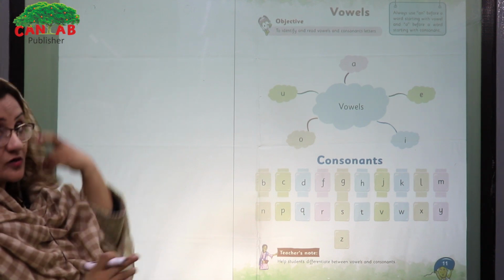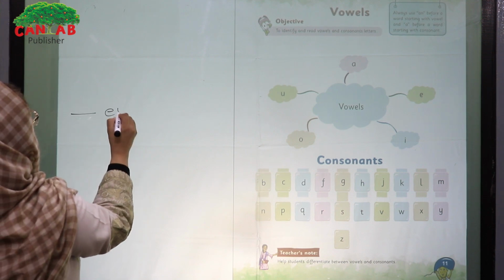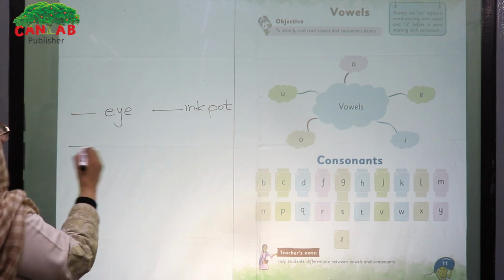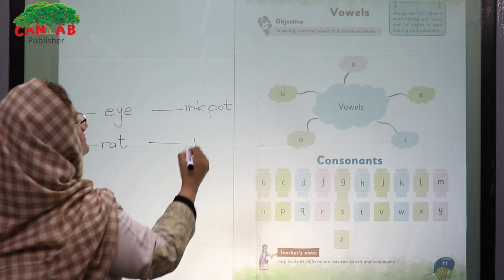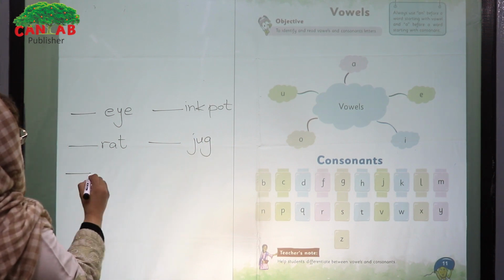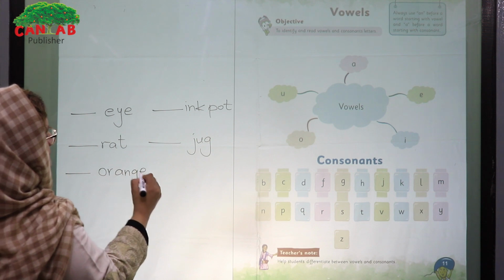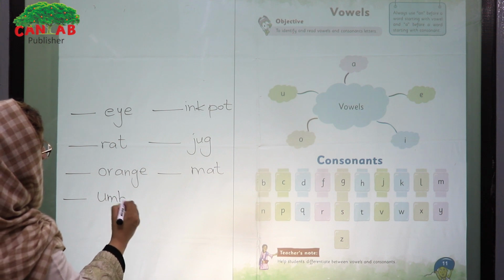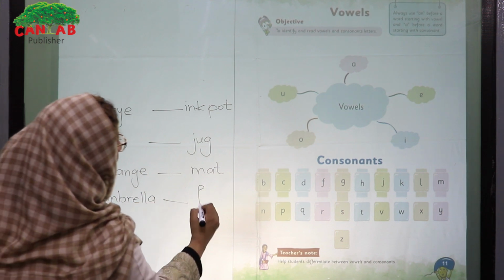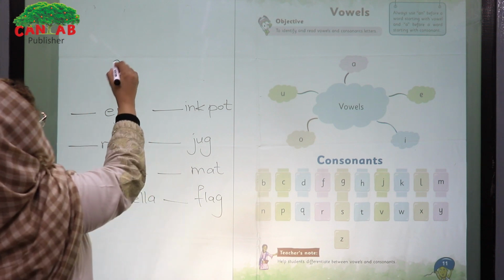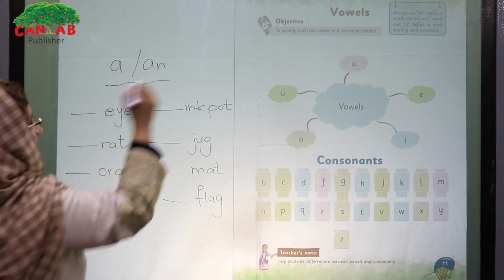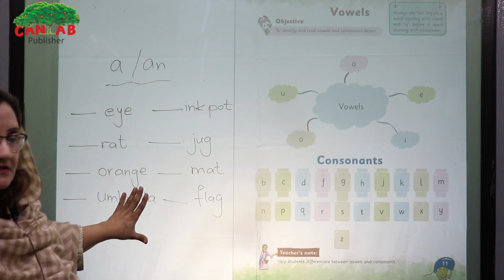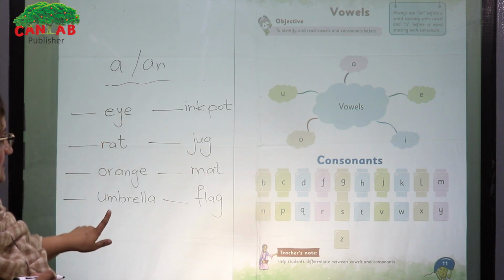Then you can play a game. You can write down different words on the board like this. Ink pot, rat, jug, orange, mat, umbrella, flag. And you can ask the student to come and write a or an before these words.